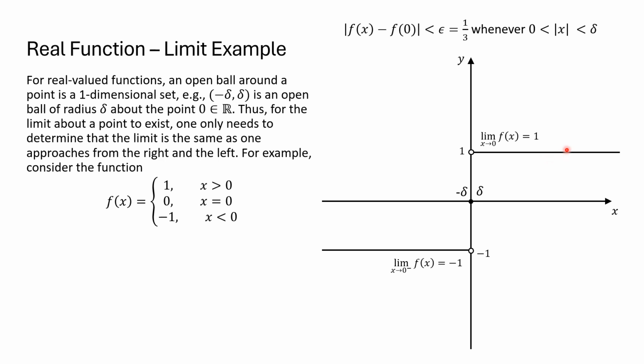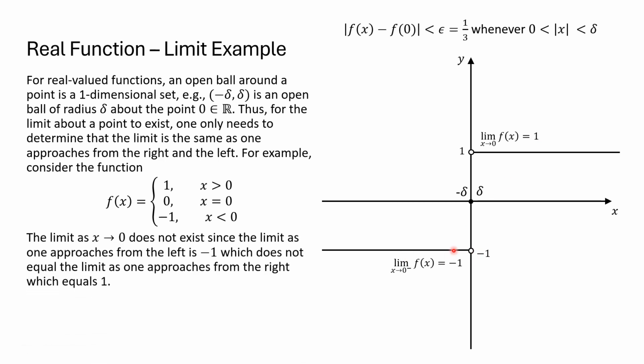For the limit to exist, the function on either side of the point of interest, in this case x of 0, needs to be the same. So we see that's not the case. The limit from the right is 1. The limit from the left is minus 1. And so the limit of f of x, this function here, does not exist at x equals 0. It does exist at all the other points, but not at x equals 0.